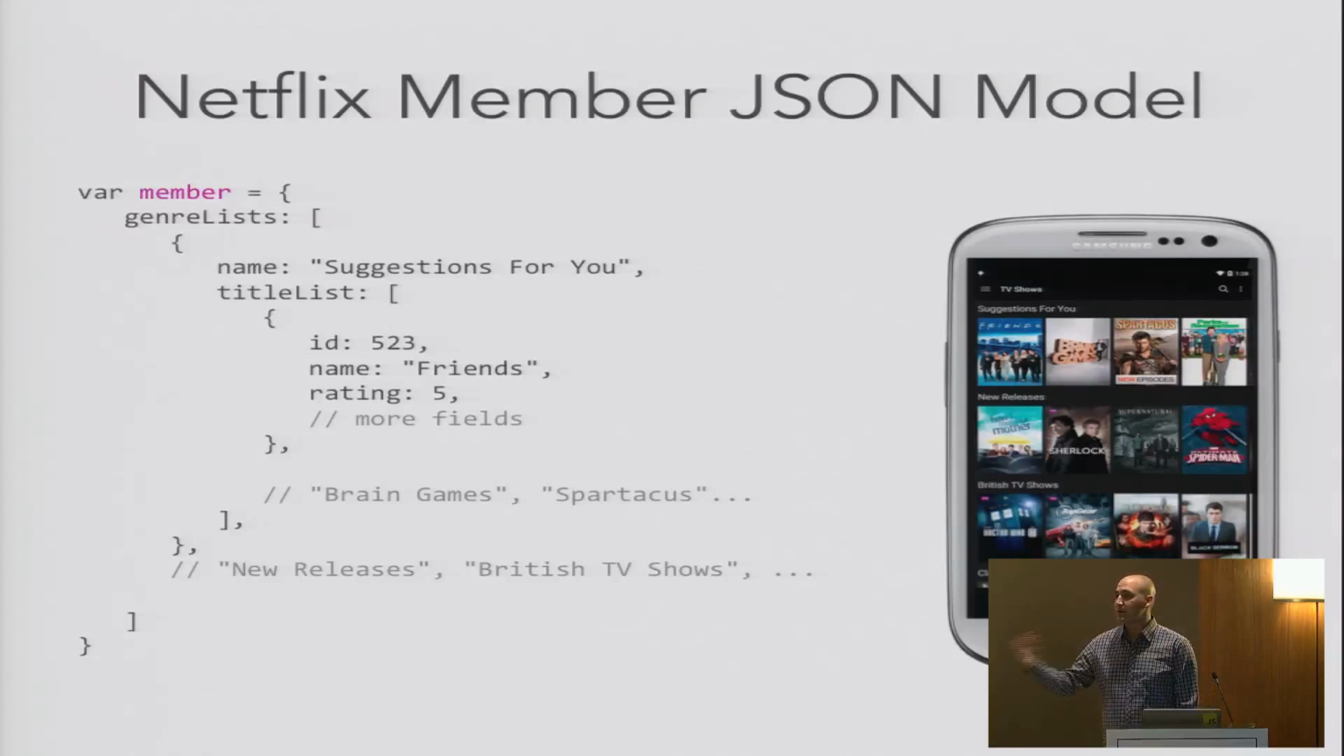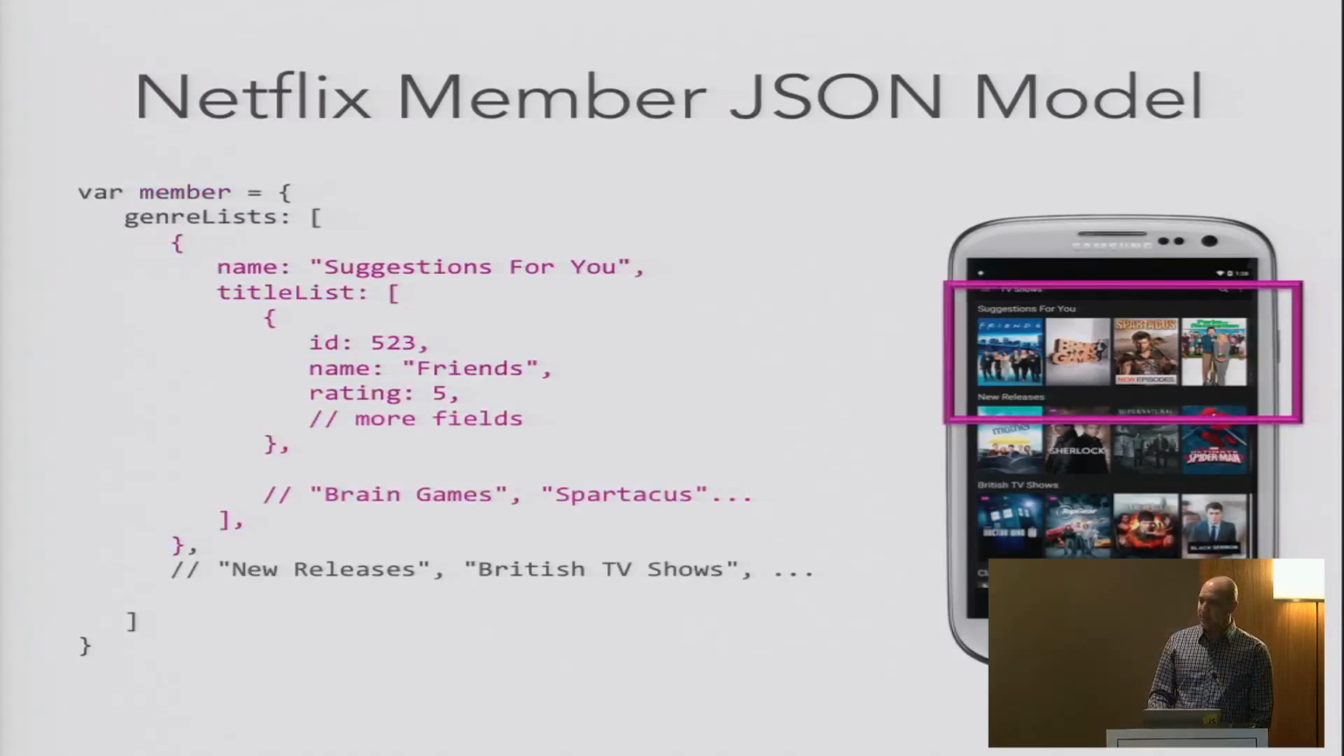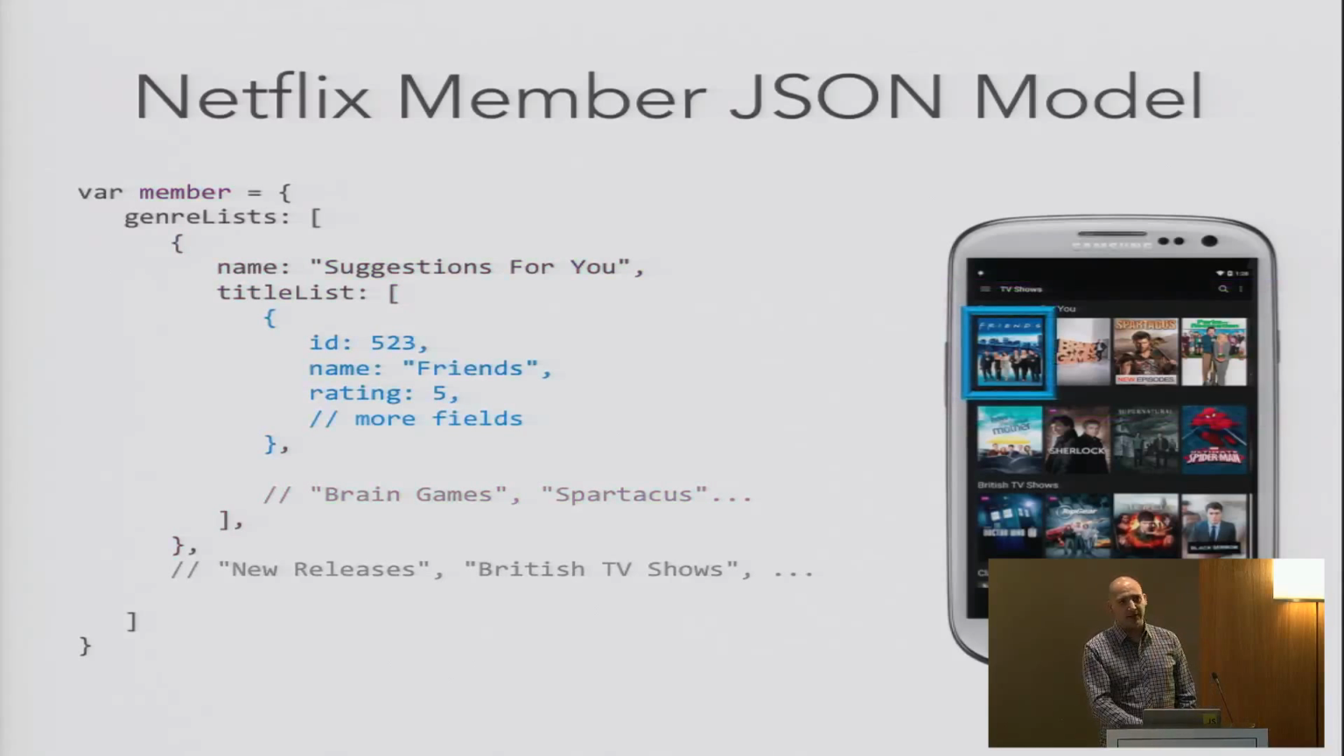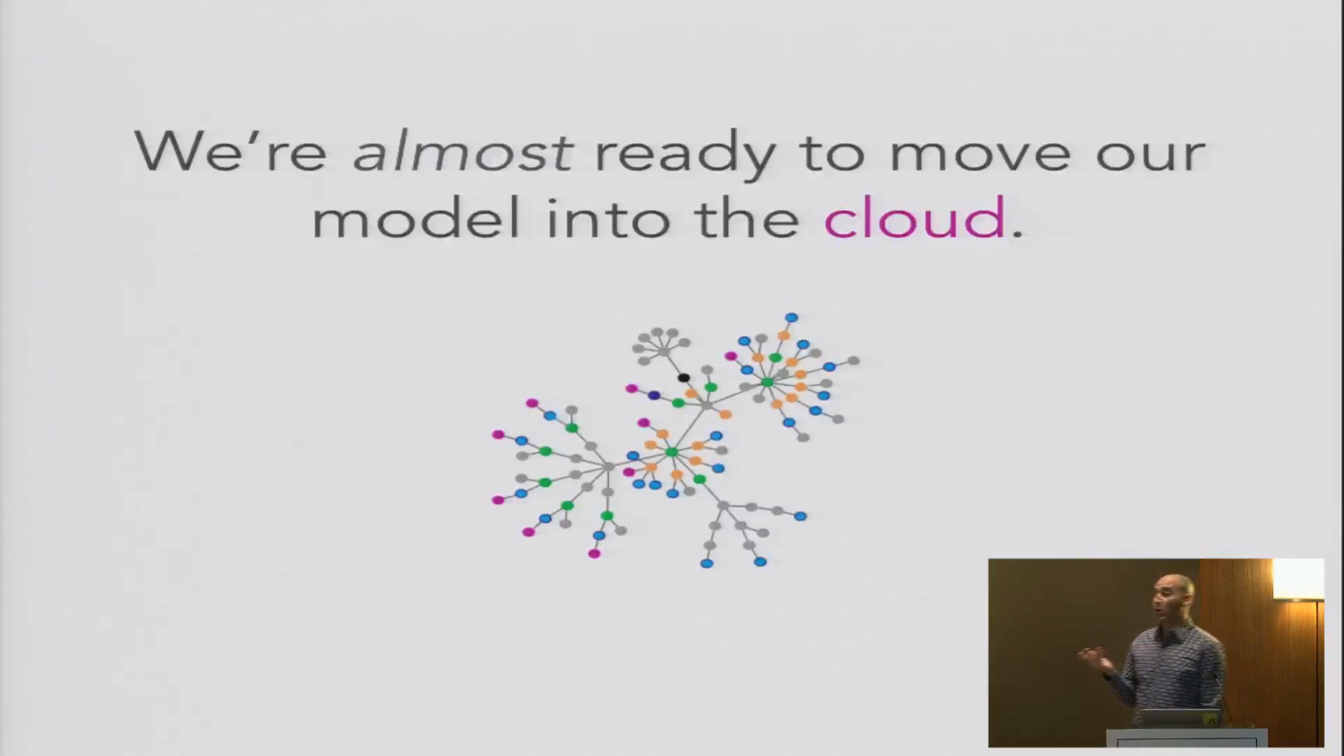And so each of those titles in there is one of those titles we recommended, and that's sort of there along the x-axis. So as you can see, list of genres and list of titles. Each individual title there is in blue. So that's pretty much it. We're almost ready now to take this model and move it to the cloud.